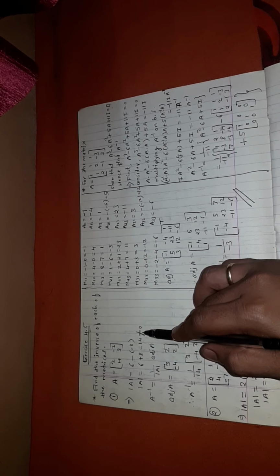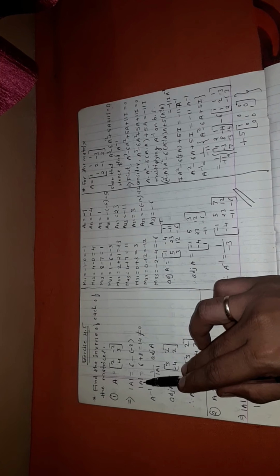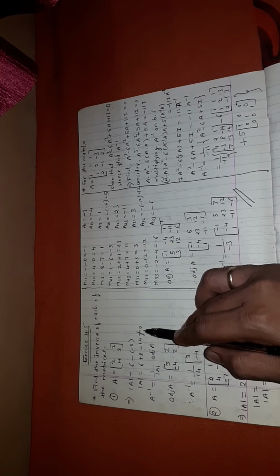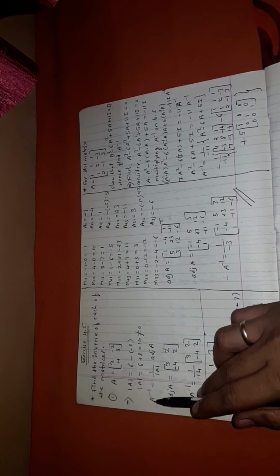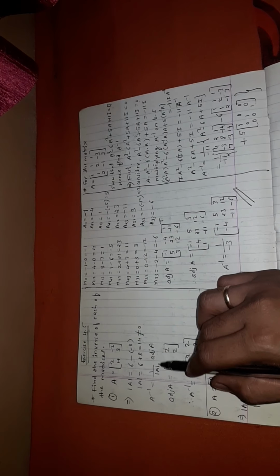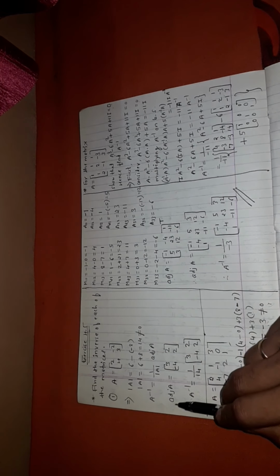Otherwise you can say also, if A is non-singular, then inverse exists. Non-singular means determinant A value is not equal to 0. And suppose matrix A is singular, then the inverse does not exist. Or simply keep in mind that if determinant A value is not equal to 0, then only the inverse exists. So the formula is A inverse is equal to 1 divided by determinant A into adjoint of A. As we found determinant A, now we will find adjoint of A.